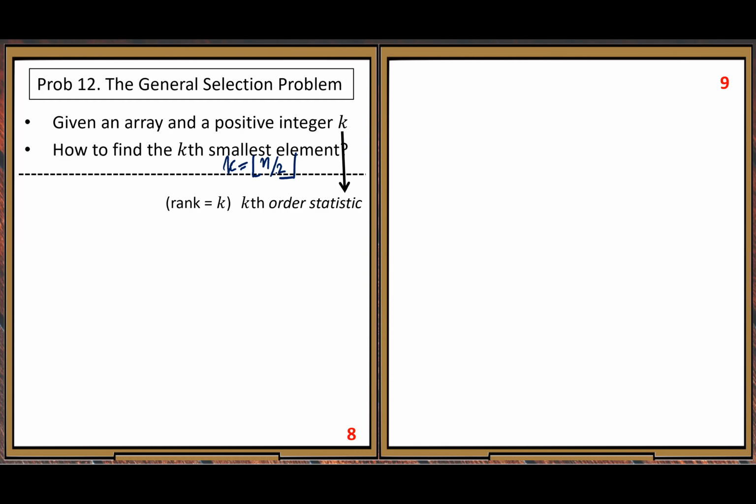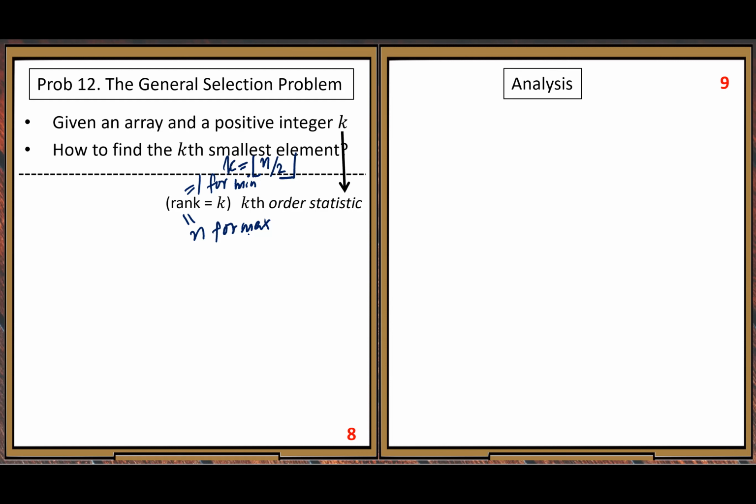Another term is rank k. We also use this rank term for this element. For example, the minimum of the array has rank equal to 1, and the maximum has rank equal to n. Rank equal to 1 is the minimum, and then there is the median. So that's the general selection problem.